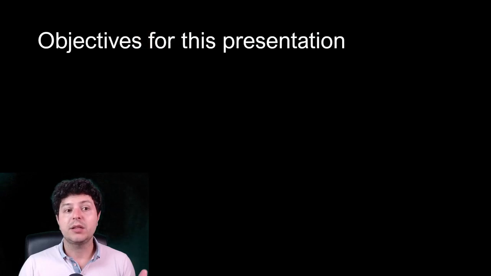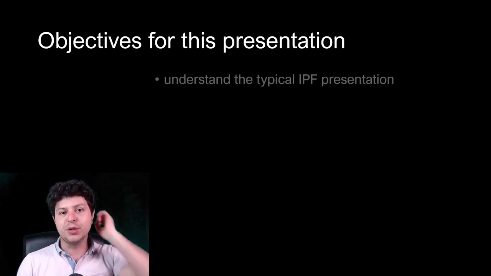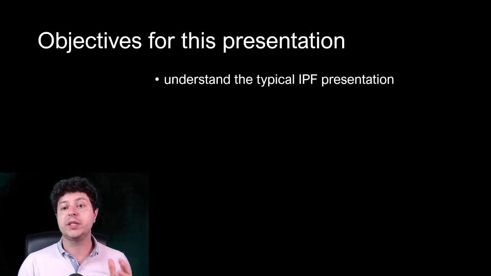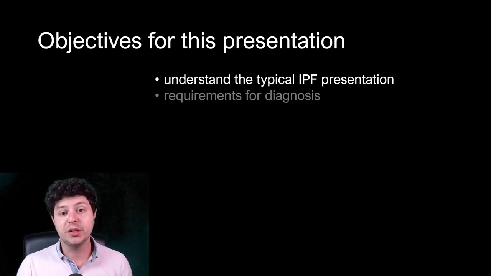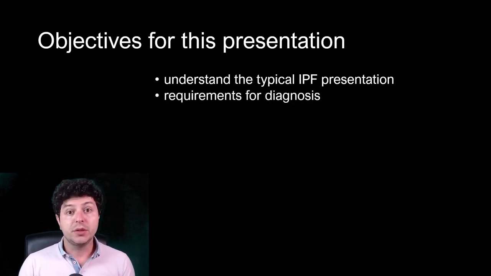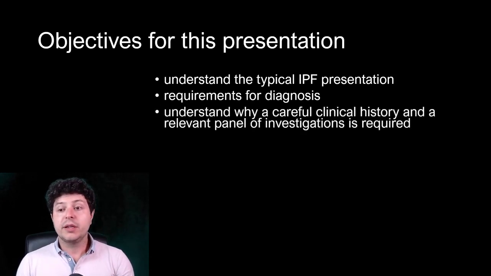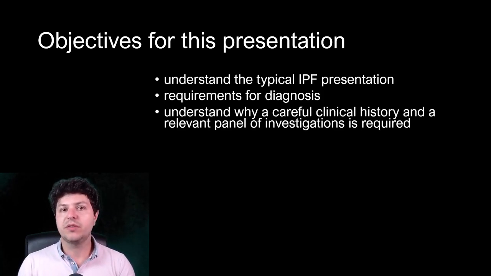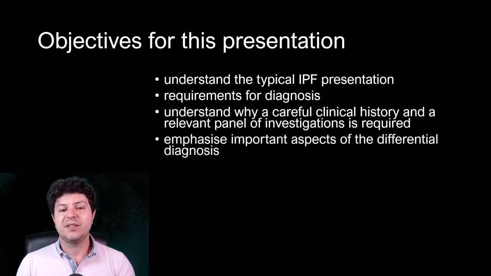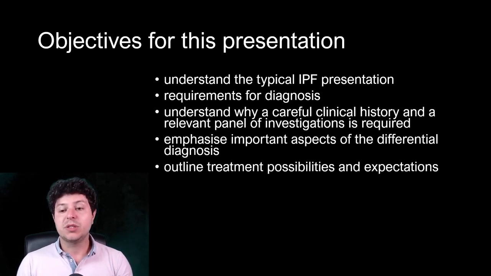But that being said, I would like to go over some objectives I have for this presentation, and hopefully you'll find them helpful. It's very, very thorough. So I want to help you understand what the typical IPF presentation is, what's the typical patient, what are the requirements for making a diagnosis of IPF, because there are quite a few things you need to go through. Understand why a careful clinical history and a relevant panel of investigations is required. This is because you need a lot of things to make a diagnosis of IPF, which is a diagnosis of exclusion. So it's very, very important to emphasize aspects of the differential diagnosis, to outline treatment possibilities and expectations.